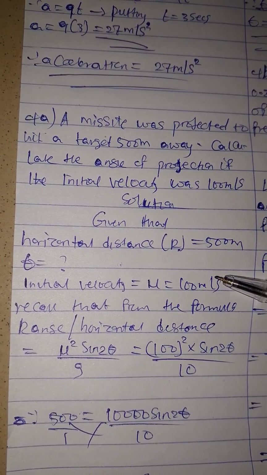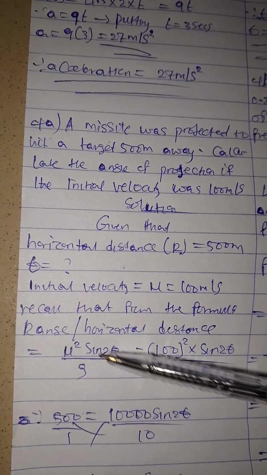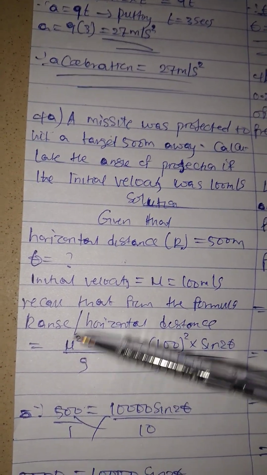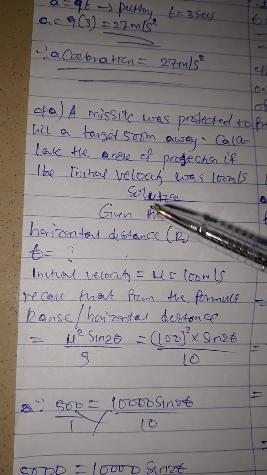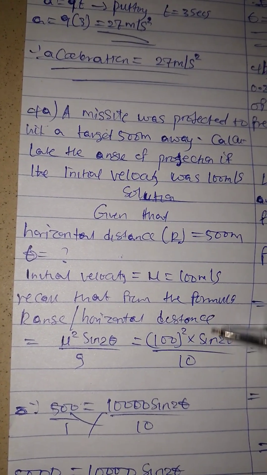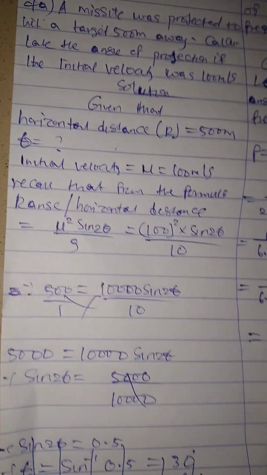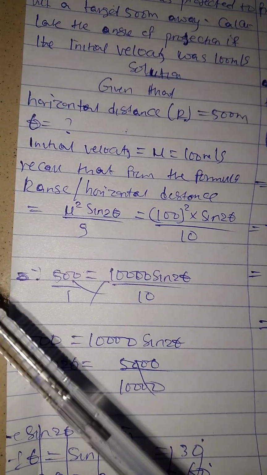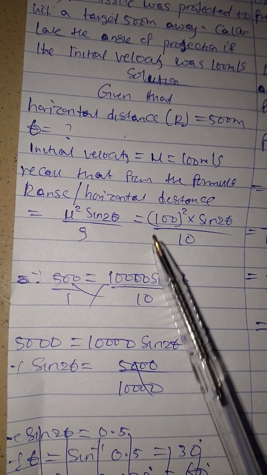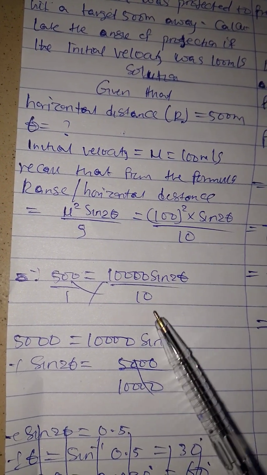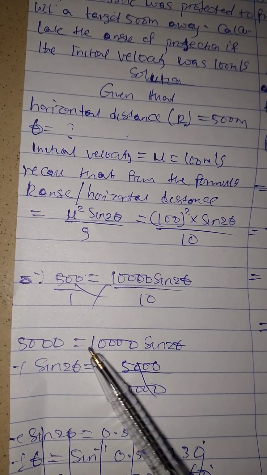100 meters per second. So therefore, recall that from the formula, range or the horizontal distance is equal to u squared sine 2 theta all over g. So which is equal to, now u squared is the initial velocity, 100 squared times sine 2 theta all over, you know that g is always what? 10. That is the gravitational constant. So you know that range was what? 500. That becomes 500 is equal to what? This squared will give 10000 sine 2 theta all over 10. So cross multiply it. This times will give what? 5000 is equal to what?